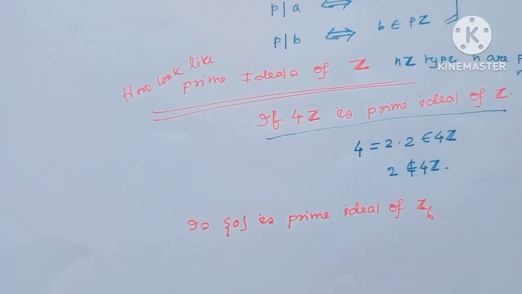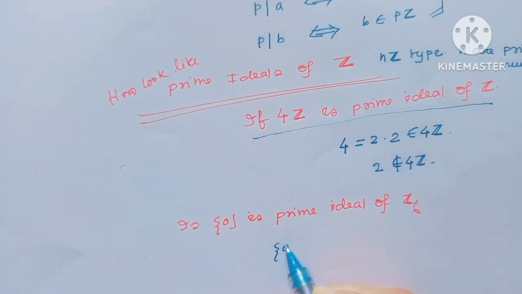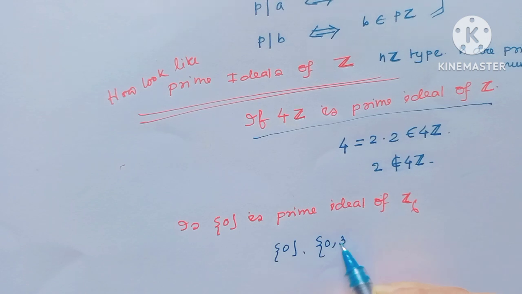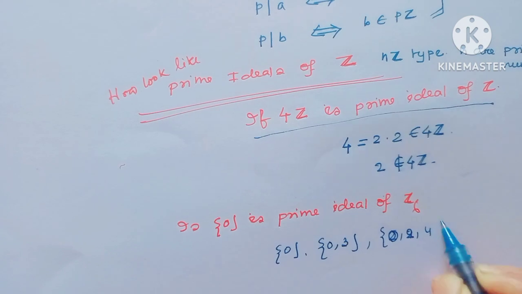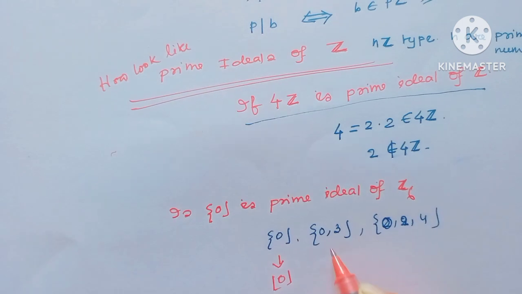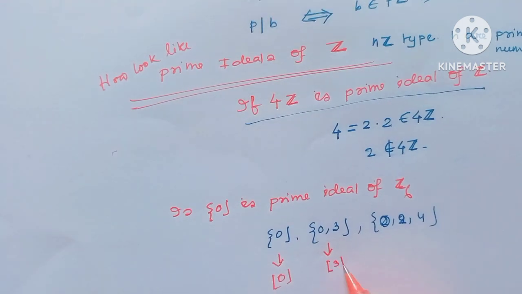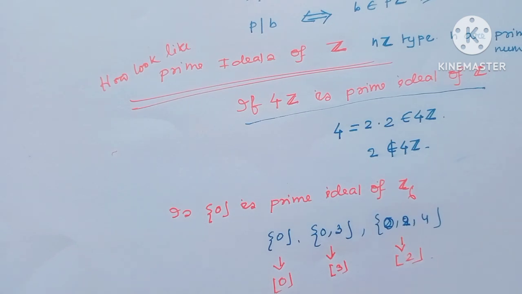Now I will see, is 0 a prime ideal of Z6? At first, say how the ideals in Z6 look like. These are the class of 0, the class of 0 and 3, and the class of 0, 2, 4. These are the ideals in Z6. Now my question: is 0 a prime ideal in Z6?